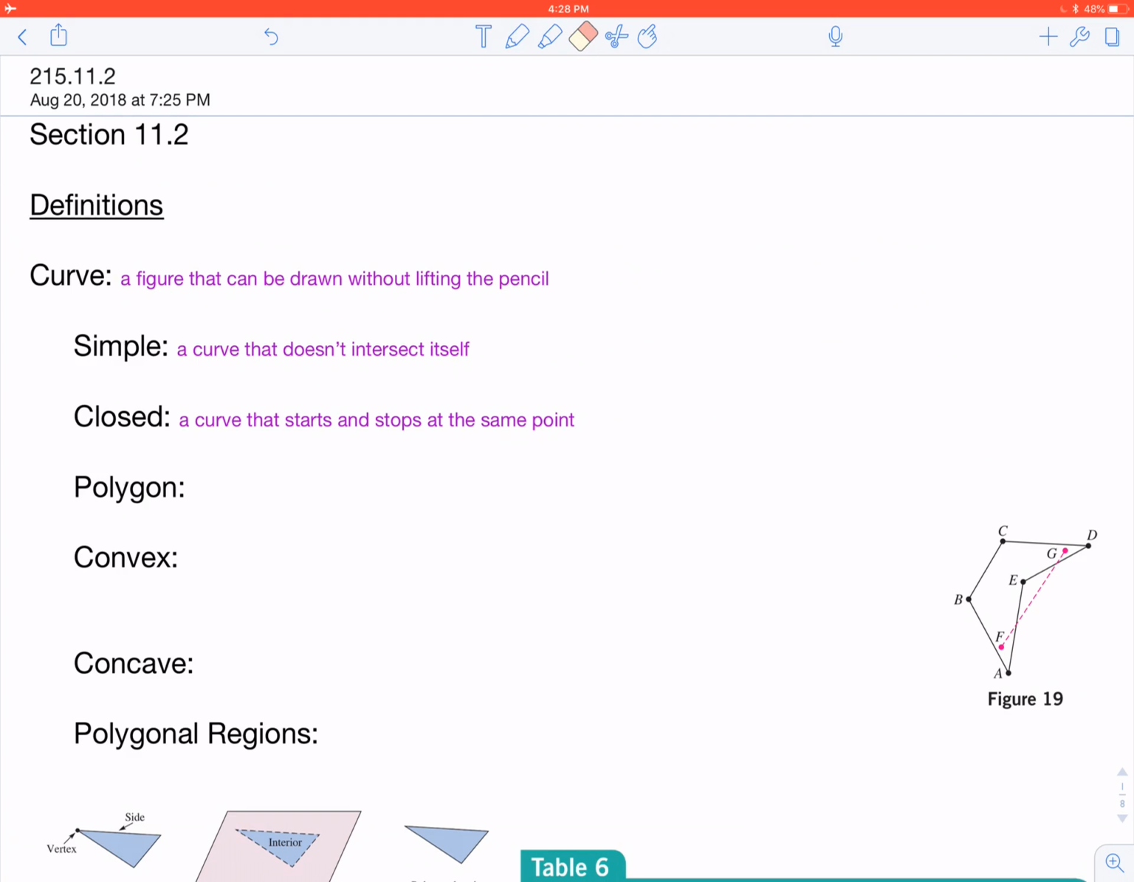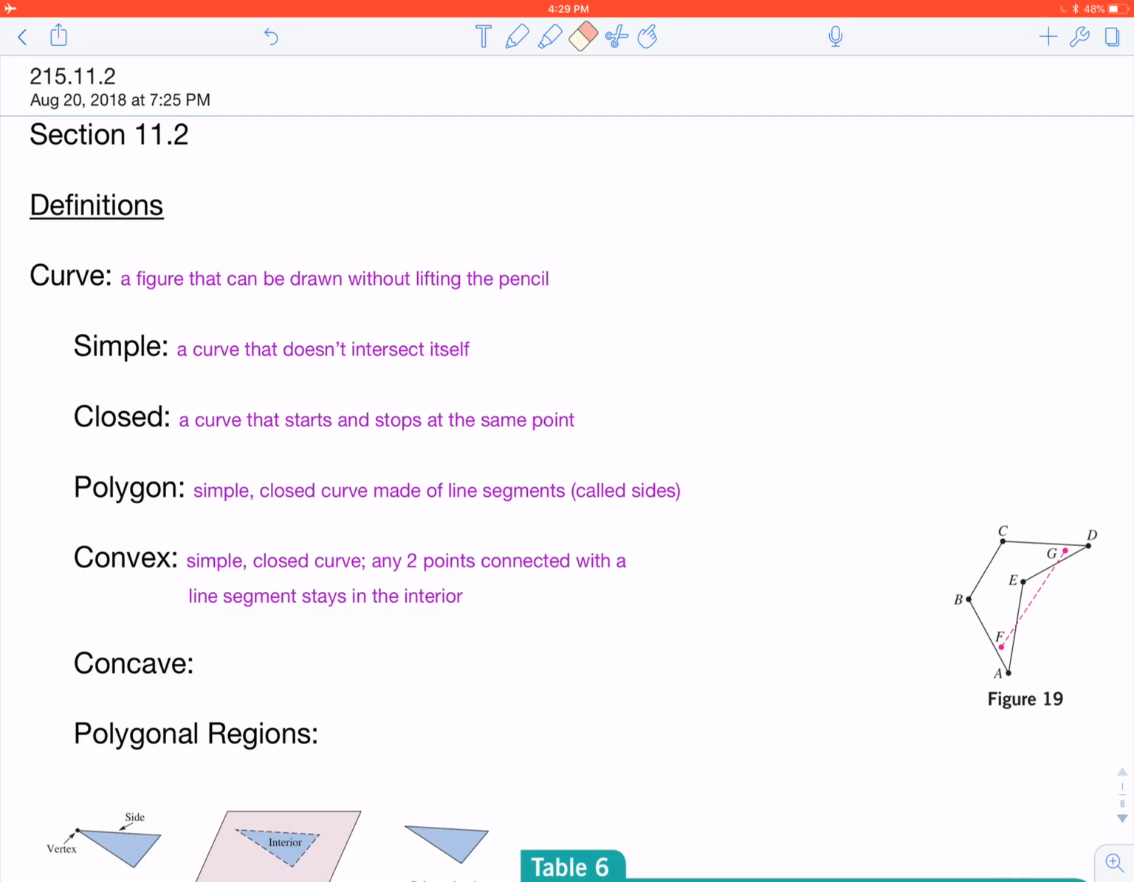Next, I have polygon. A polygon is both simple and closed, but it's also made up of line segments. So if you'll notice the example over here to the right, this is a good example of a polygon. Notice it's simple, it does not cross over itself, it's closed, the end and the beginning are in the same place, and it's completely made up of line segments. These are called the sides.